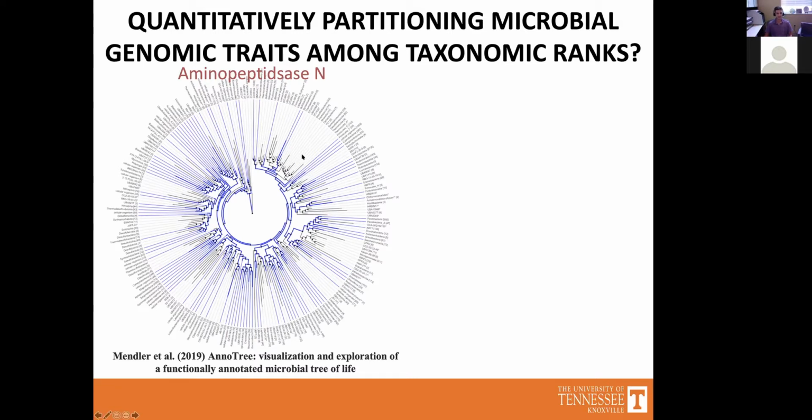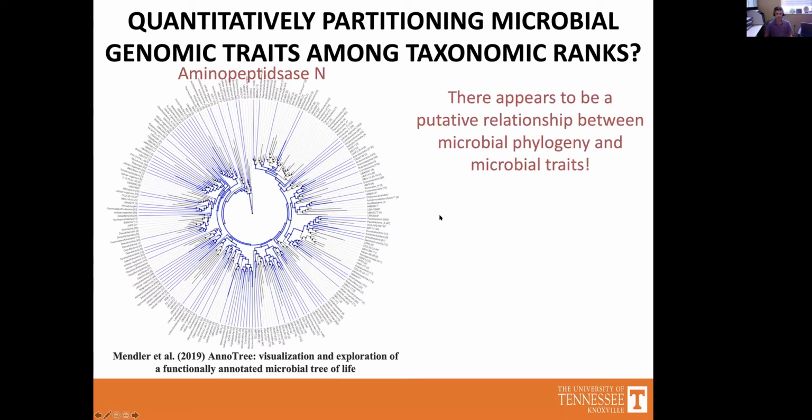What becomes quickly apparent is that the gray represents lineages that lack this trait, whereas blue represents presence. You'll notice that certain clades are dominated by lineages which lack the trait, whereas others have it. This is a pretty cool observation because inherently there's a putative relationship between microbial phylogeny and traits, and this is what it suggests. But lineage isn't necessarily a 100% accurate predictor of the absence or presence of a trait. For instance, there are clades dominated by gray lineages that are missing the trait, but certain members of those clades have it. Similarly, in this one, most of the lineages have aminopeptidase N, but there are instances where the trait is absent.